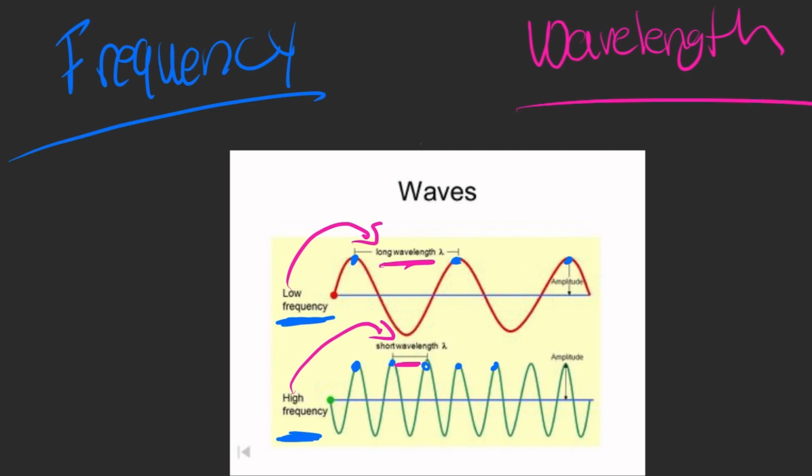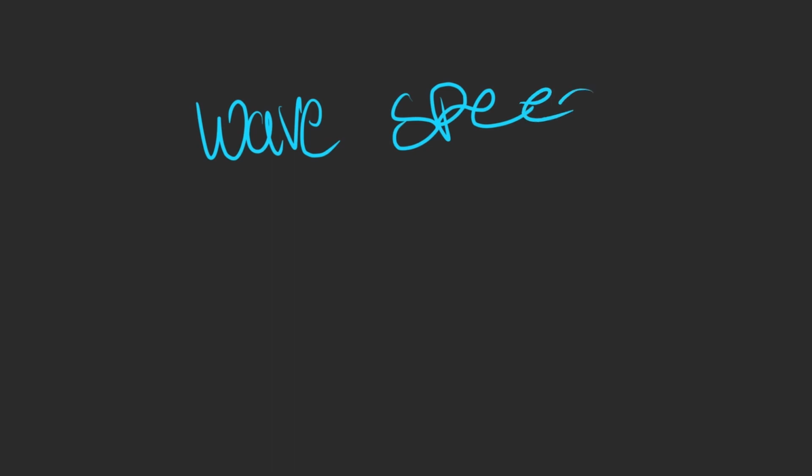has shorter wavelengths. So lastly, we have wave speed, which is the distance the wave travels in a given amount of time, and that is measured in meters per second. The next slide is going to be a simulation of a wave, around 10 seconds each. The first sound you will hear is a low frequency with long wavelengths, and the second sound is a high frequency with shorter wavelengths.